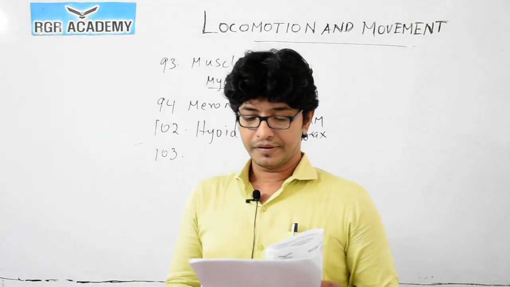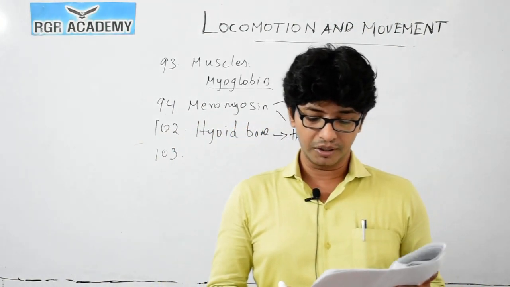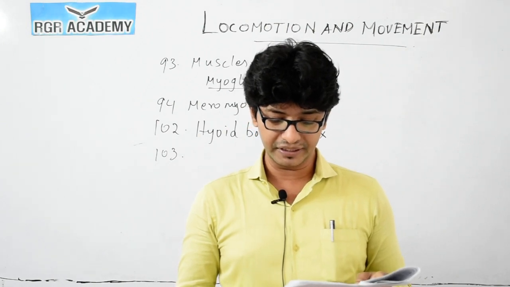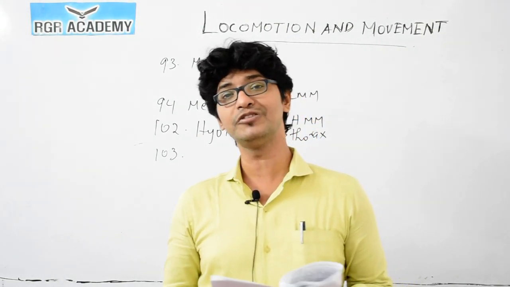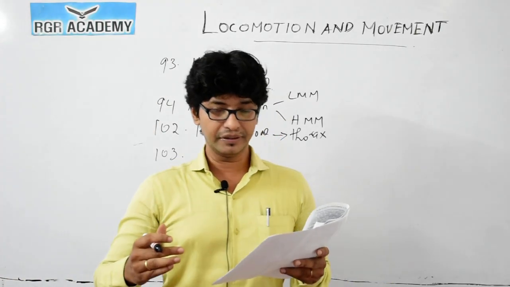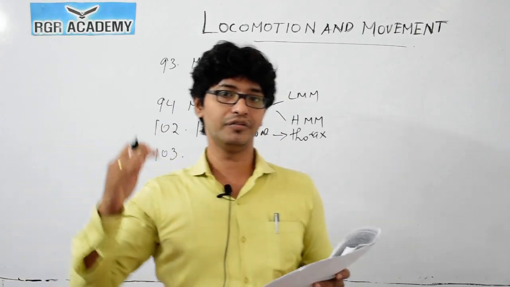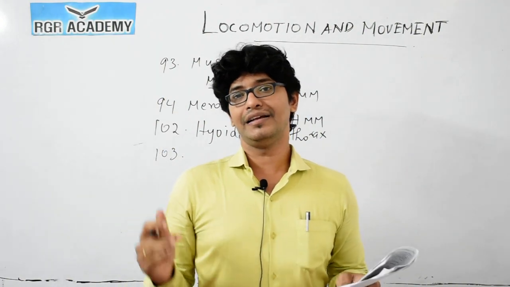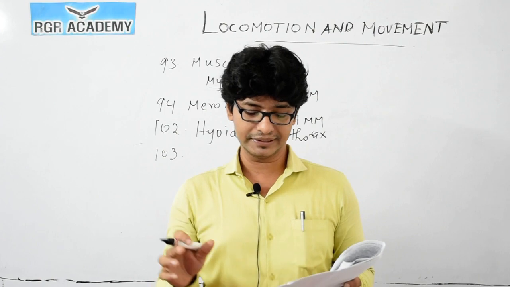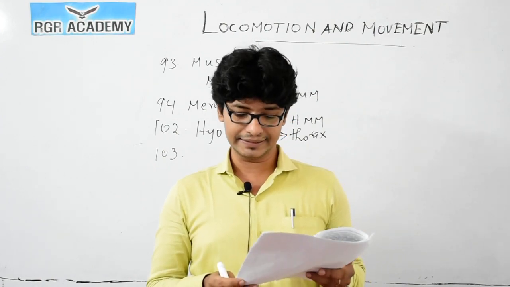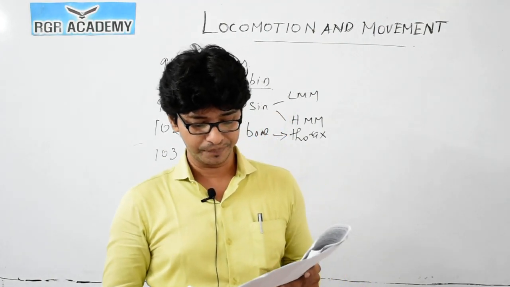Question 103. The human vertebral column consists of 33 vertebrae, and how many bones are there? You could see 26 bones, coming with the cervical part, then the thoracic, then the lumbar, then the sacrum and coccygeal. If you calculate all these bones, it's 26 bones altogether.